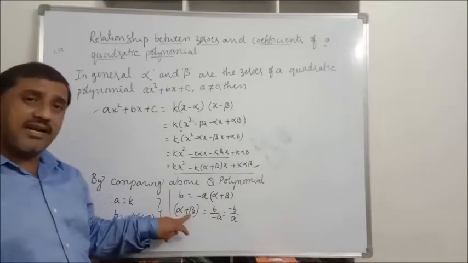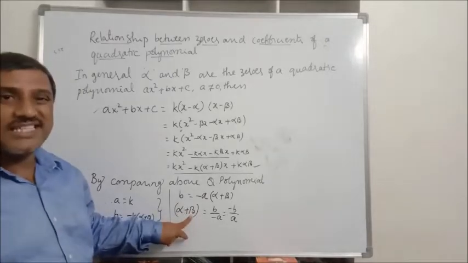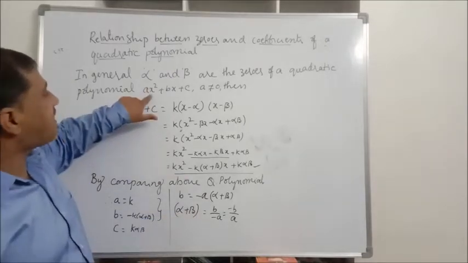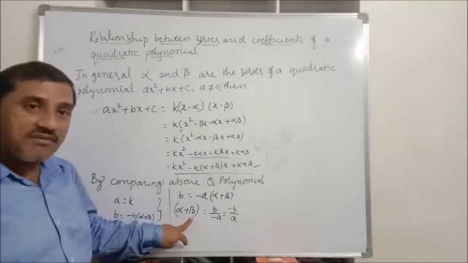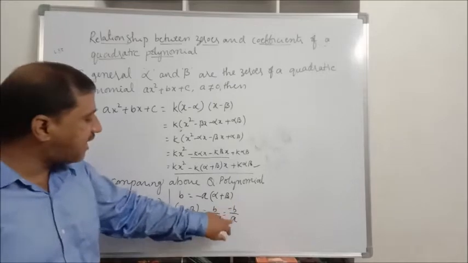What are alpha and beta? Alpha and beta are nothing but the zeros of the quadratic polynomial ax square plus bx plus c. Here we got the sum of the zeros is equal to minus b by a.